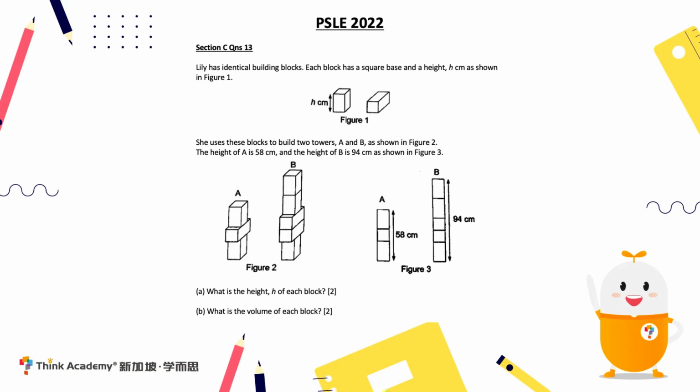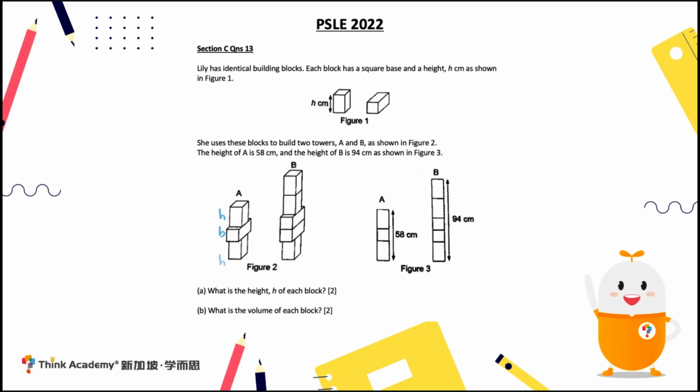So as we observe our A and B more closely, we actually see that A is made up of the height of the block, and then after that, the base of the block, I'll call it b over here, and subsequently the height of the block again. This height plus base plus height gives us 58 cm. If we combine the heights together, two heights plus a base gives us 58 cm.